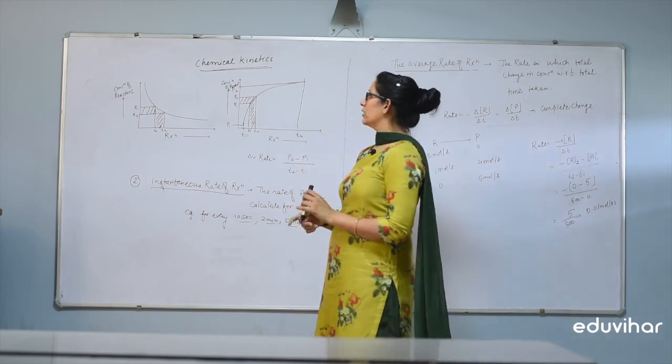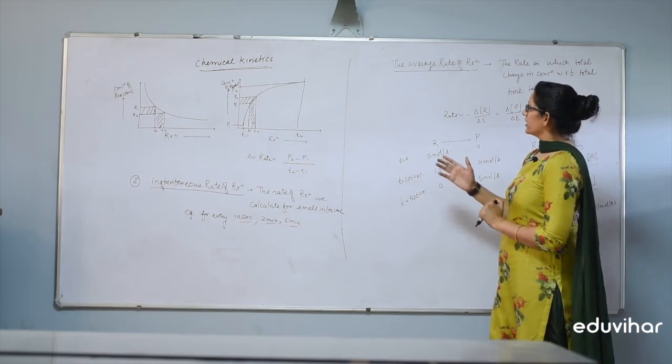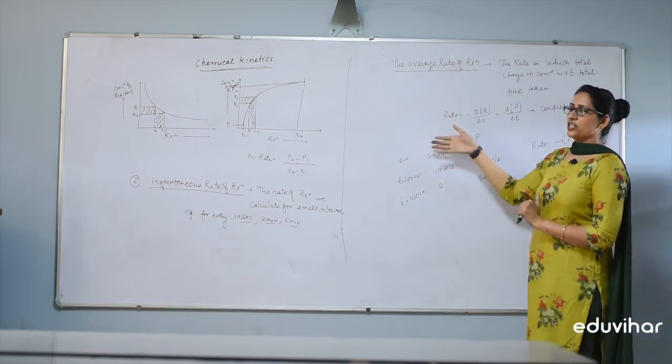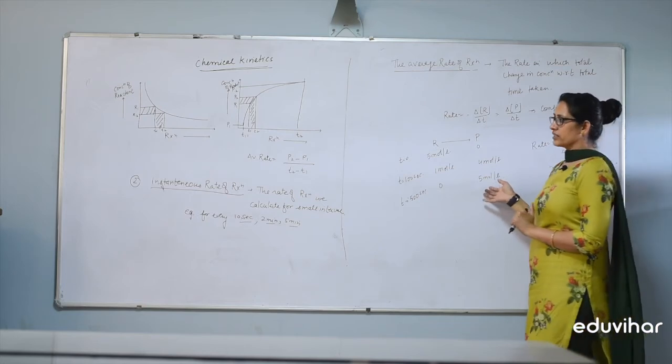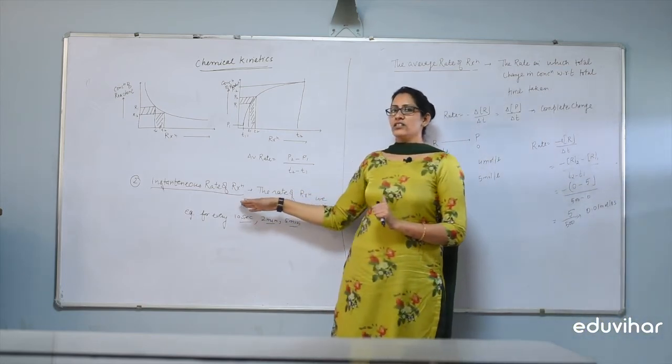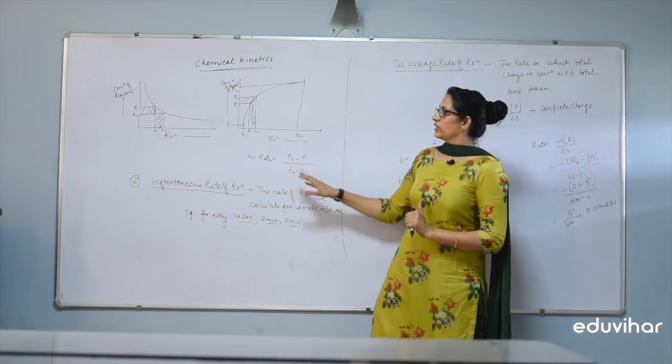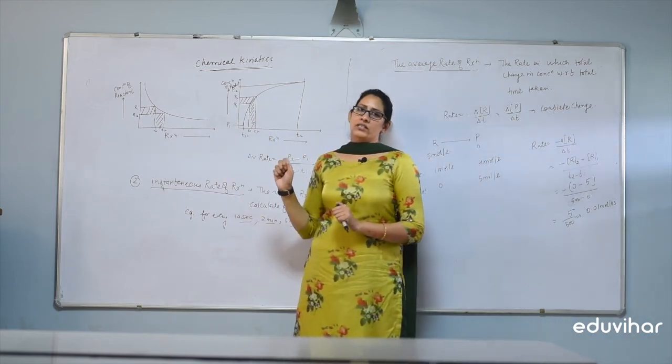Next is how we can calculate the rate of reaction. Rate of reaction can be calculated in two ways. The average rate, which we measure from initial and final concentration, and second is instantaneous rate of reaction. Instantaneous rate of reaction can be calculated for the small intervals.